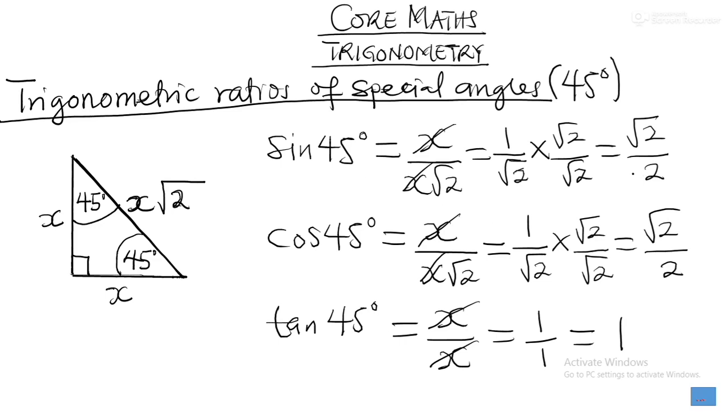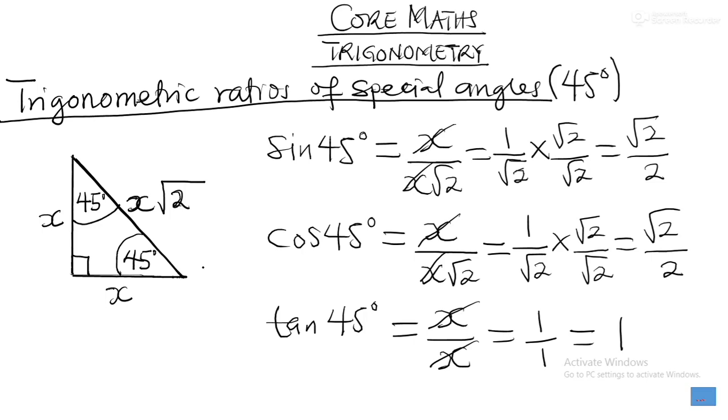So why do you think this is so? Sine 45 is the same as cos 45. The reason is that 45 and 45 are complementary angles. So when you have complementary angles, then sine of that angle will always be equal to the cosine of the other angle. Right. So students, that is all about the trig ratios of special angles.